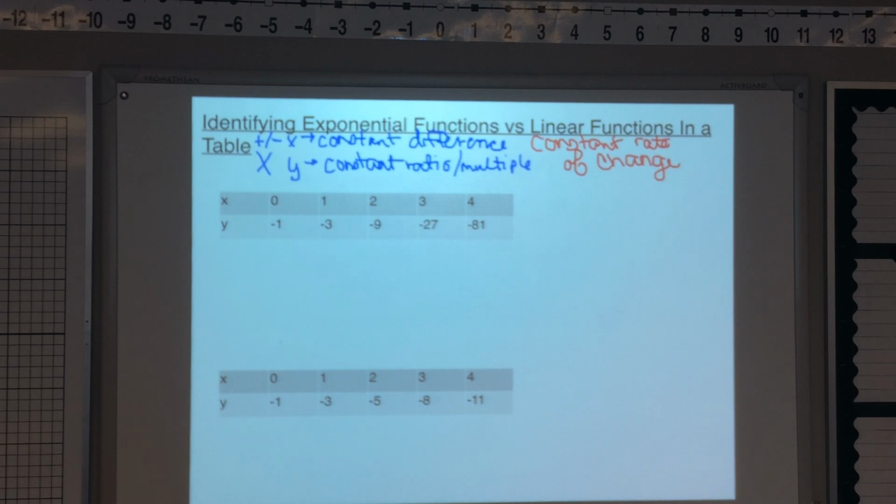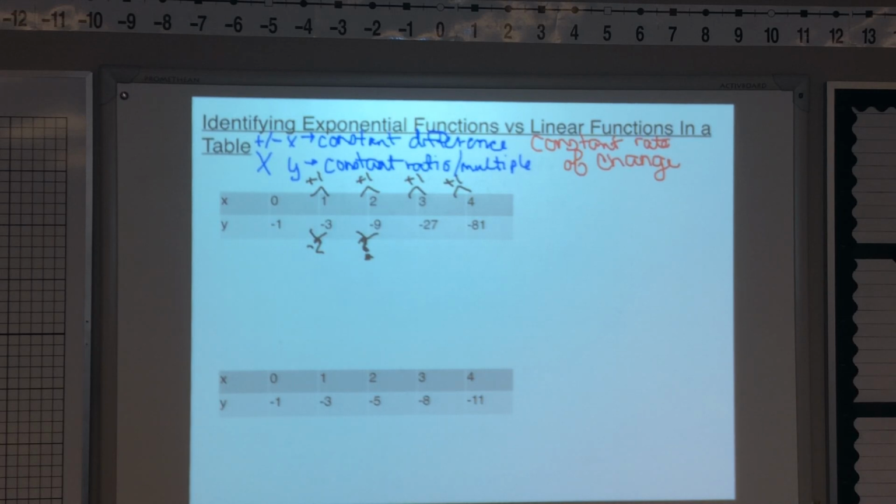So let's look at our first example. When I look at my x's, from 0 to 1 is still plus 1. From 1 to 2 is plus 1. From 2 to 3 is plus 1. And from 3 to 4 is plus 1. No change. But when I look down here, from negative 1 to negative 3 is minus 2. But now when I go from negative 3 to negative 9, it's no longer a minus 2, so that pattern doesn't work. So we need to figure out what is happening right there. I'm drawing a question mark here. We know that's no longer an addition or subtraction relationship.